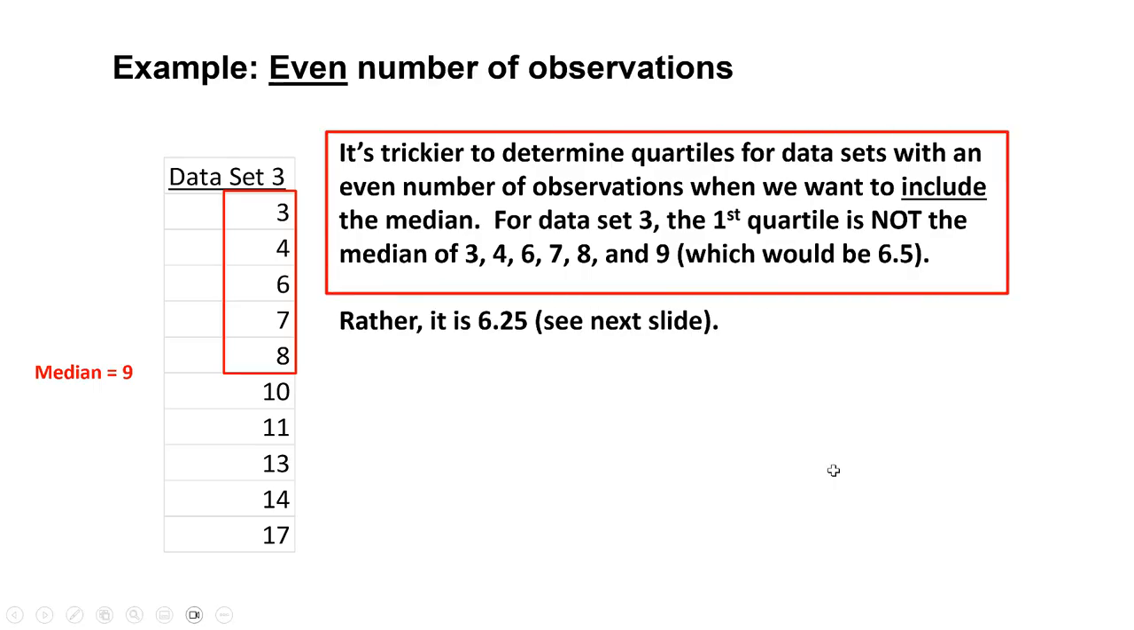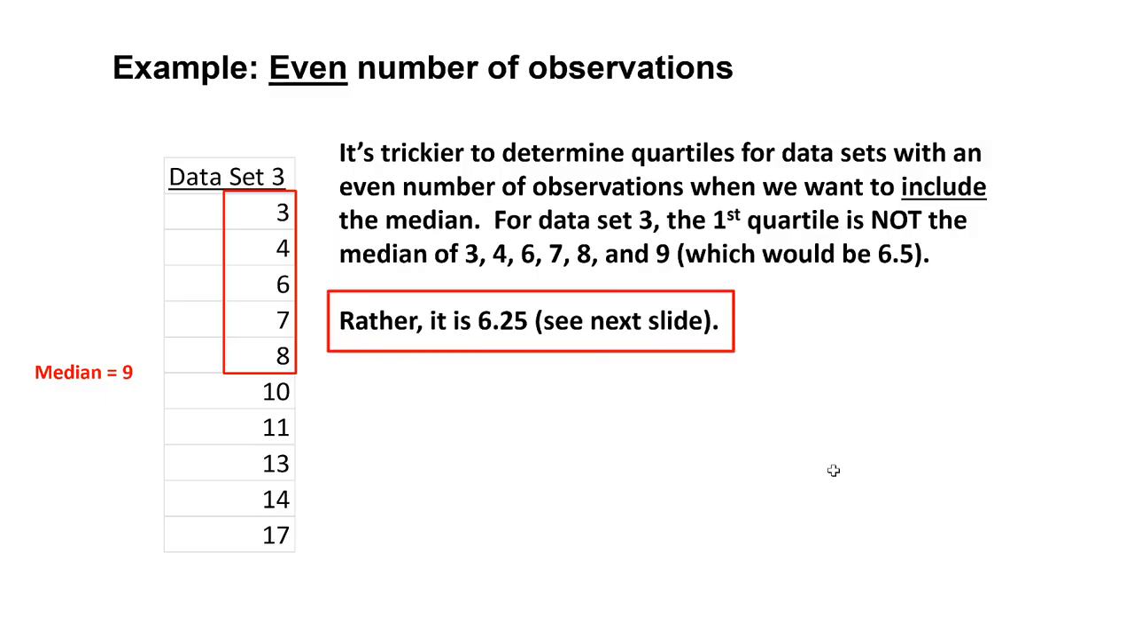It's a little trickier to determine quartiles by hand for data sets with an even number of observations when we want to include the median. So for data set 3, the first quartile is not the median of 3, 4, 6, 8, and 9, which would be 6.5. Instead, it's going to be 6.25.